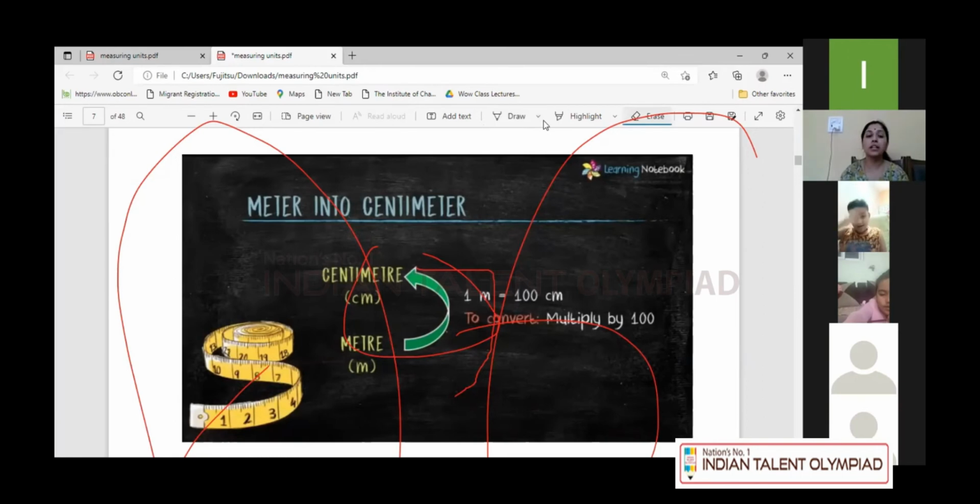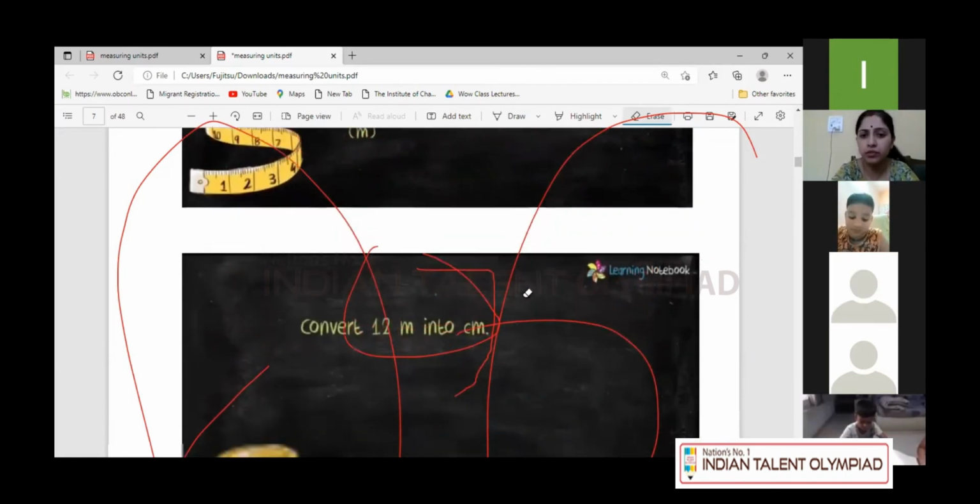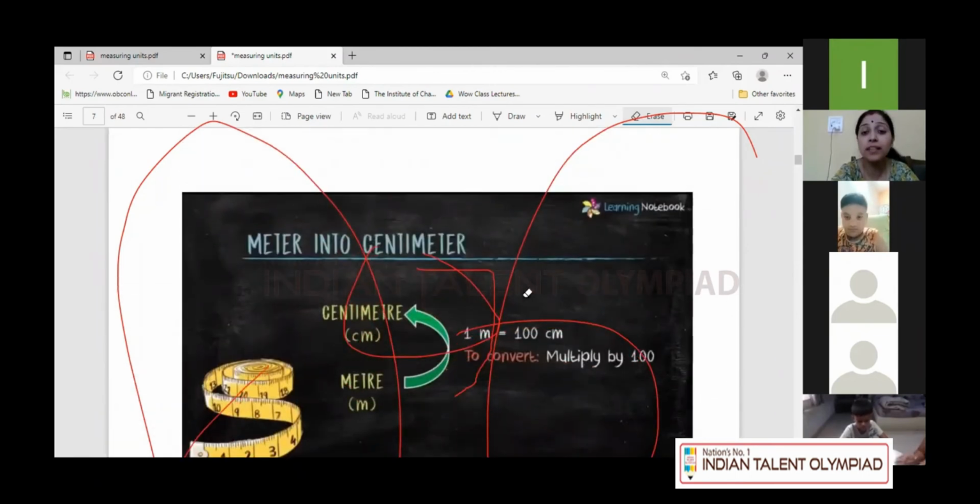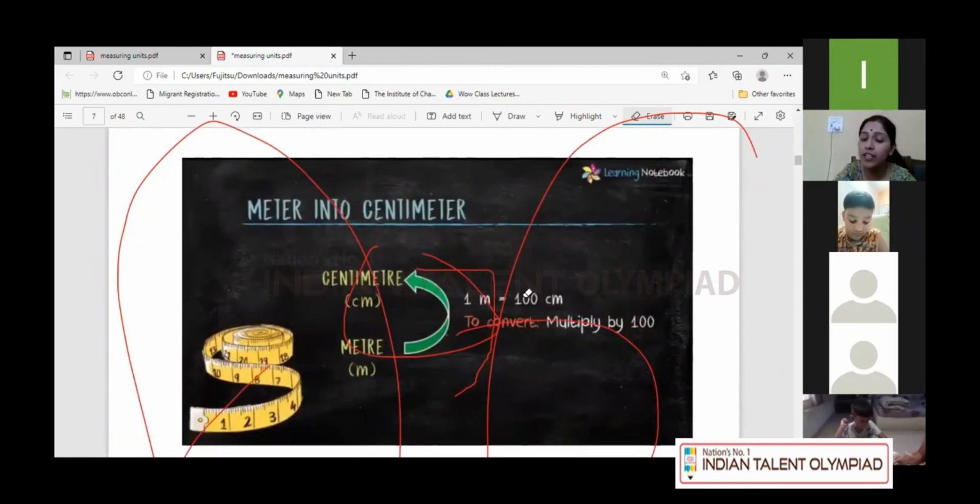Okay. Now we will convert meter into centimeter. Suppose this is a 1 meter cloth. You have to remember that 1 meter equals 100 centimeters, right? To convert meter into centimeter, we have to multiply. You just remember that 1 meter equals 100 centimeters. Okay.